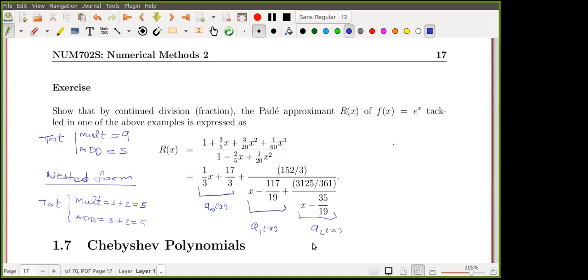And next time we will continue with the Chebyshev polynomial. So thank you so much for your kind attention.